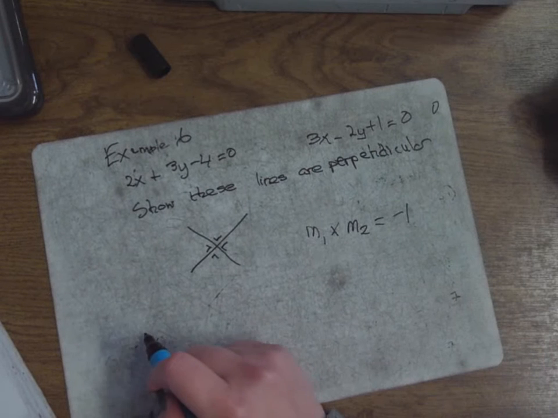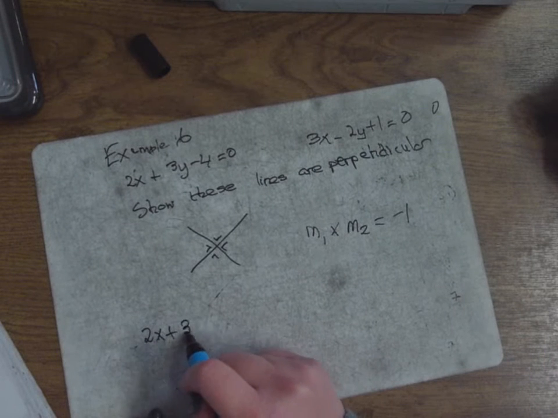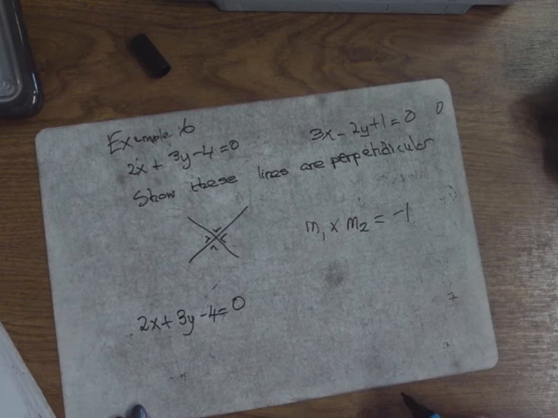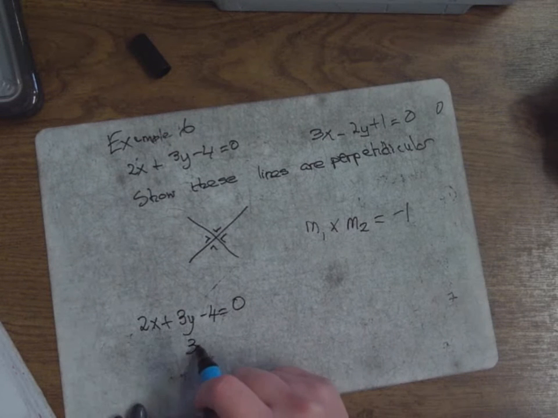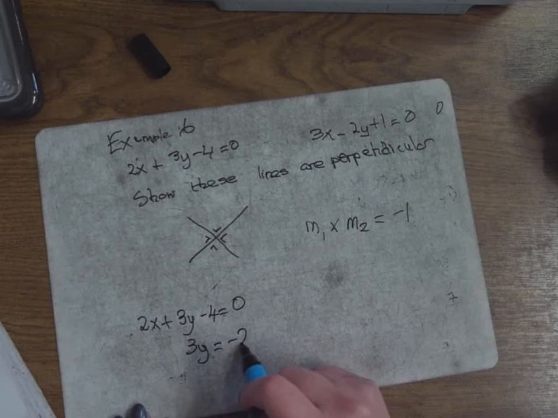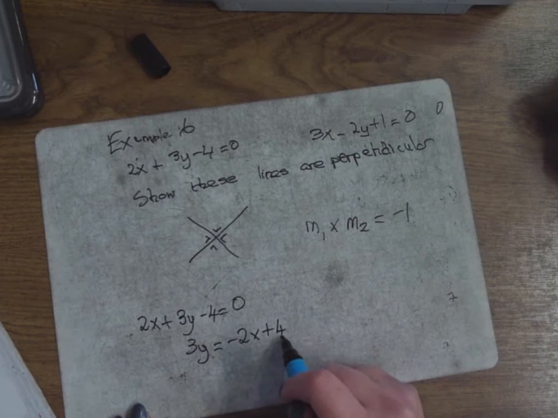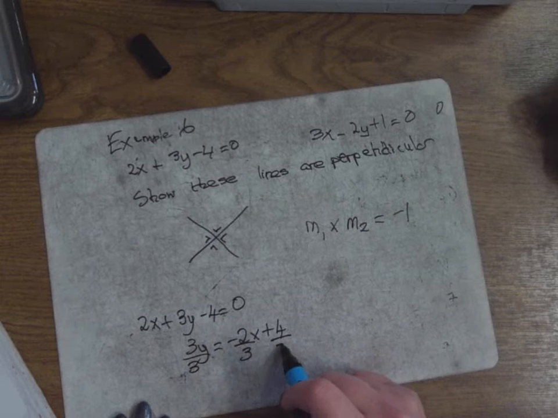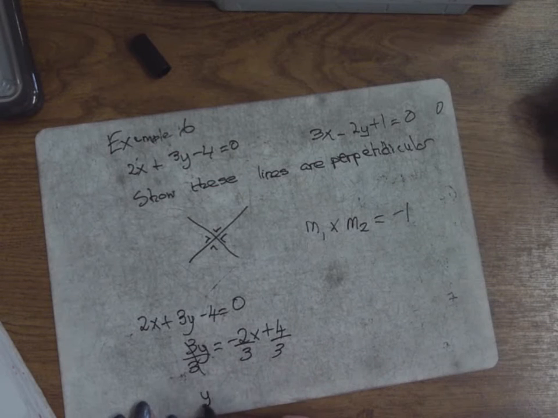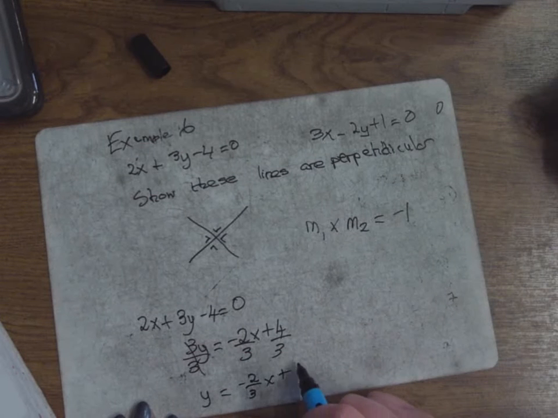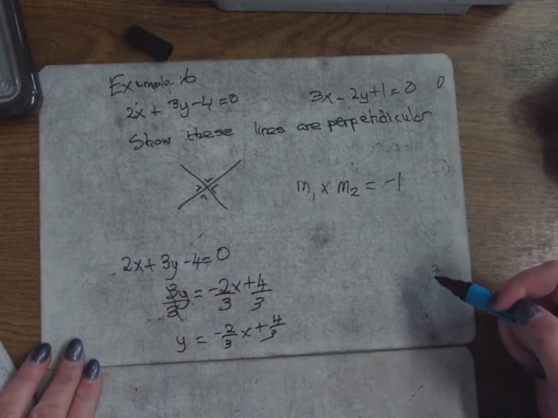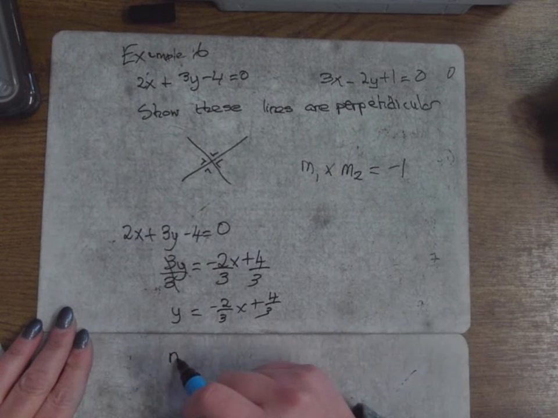Right. So the first line is 2x plus 3y minus 4 equals 0. So I need to get the slope of that. What's the first thing I write down, please? 3y equals minus 2x plus 4. What'll I do now? Divide everything by 3. There's a 3 stuck to the y, so I'm going to divide everything by 3. And they cancel, and I get y equals minus 2/3 x plus 4 over 3. Isn't that right? What's the slope of that line, please? Minus 2/3.